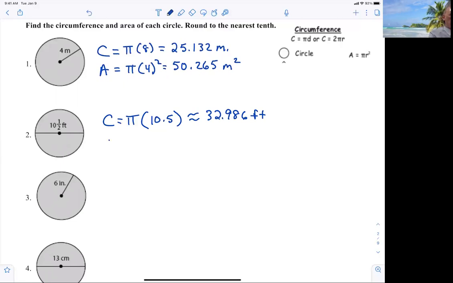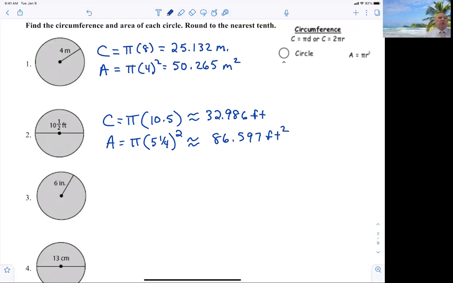So now area, pi, what's the radius? Say it. 5 1/4. You can do on your calculator 10.5 divided by 2, right? And it'll be 5.25. I prefer decimals, but some people like fractions, so 5 1/4 and then squared. So what is that approximately? 86 point what? All right, not bad.